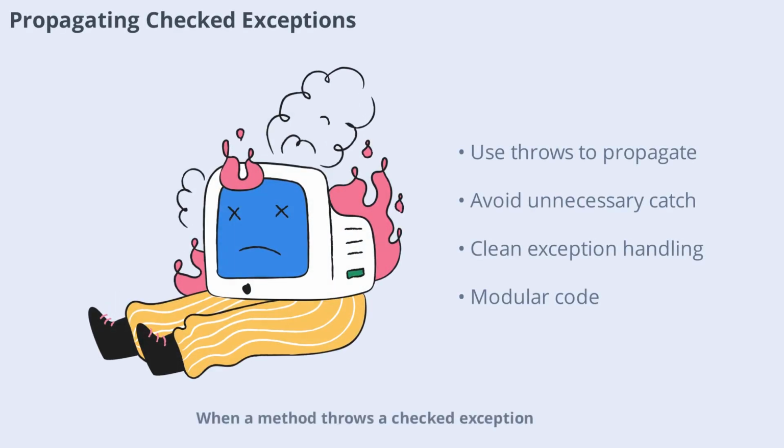When a method throws a checked exception, you don't always need to handle it with try-catch. Instead, you can propagate the exception using the throws keyword in your method signature. This approach is clean and allows the calling method to decide how to handle the exception. For example, if your readFile method might throw an IOException, simply declare it with throws IOException. This keeps your code modular and avoids unnecessary catch blocks, making exception handling more manageable.